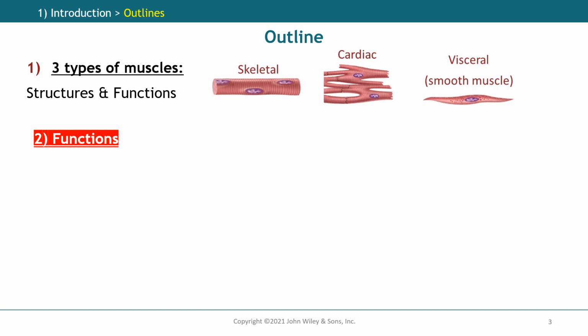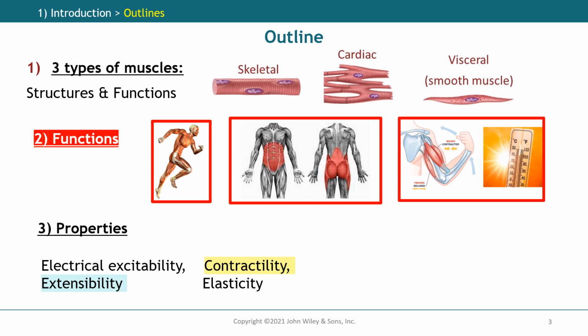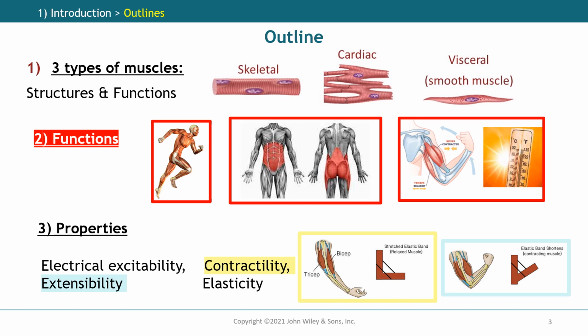Later, we will move into the functions of the muscular tissue: movement, support of your body, and also thermoregulation. And finally, we will talk about the different properties of muscular tissue, of the muscular cells. For example, I will be showing you pictures like these ones that explain that some of the properties can be how the muscles are able to be relaxed and then able to contract constantly and remain functional. Okay, let's start.